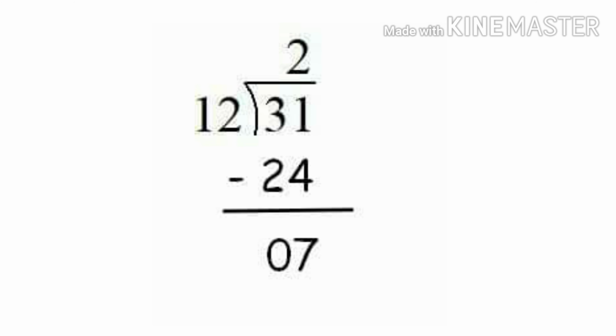31 now minus 24 would give us 7. So what's left is 7. Can you divide 7 by 12? No, you can't, right? So we have there on top of our division symbol, 2. What's left? We have 7. Remember, our denominator, which has now become our divisor, is 12.